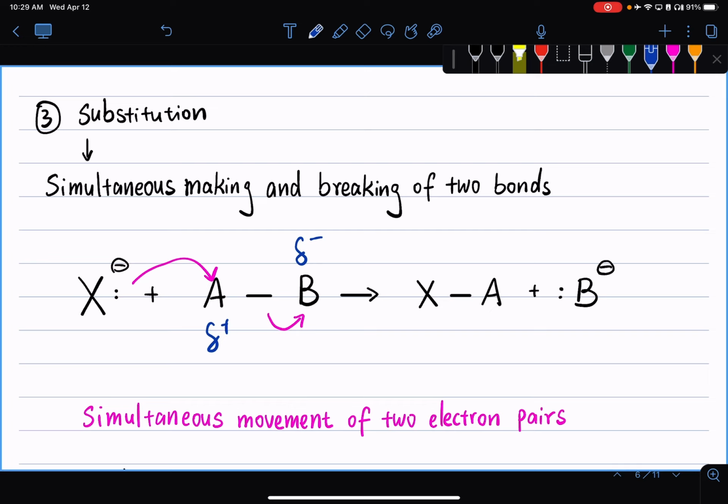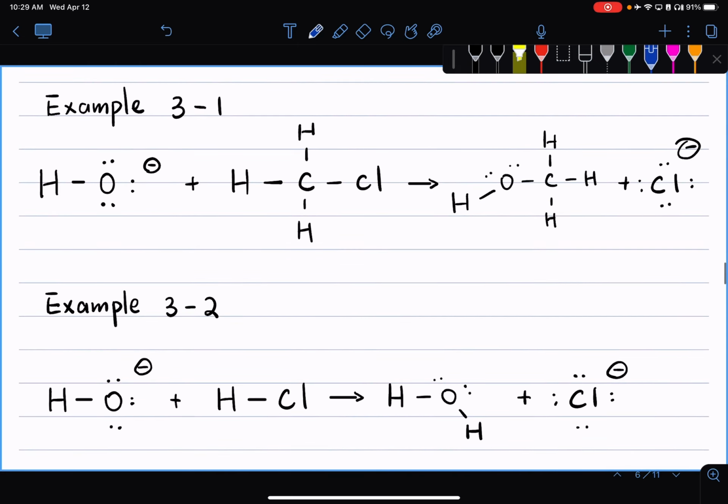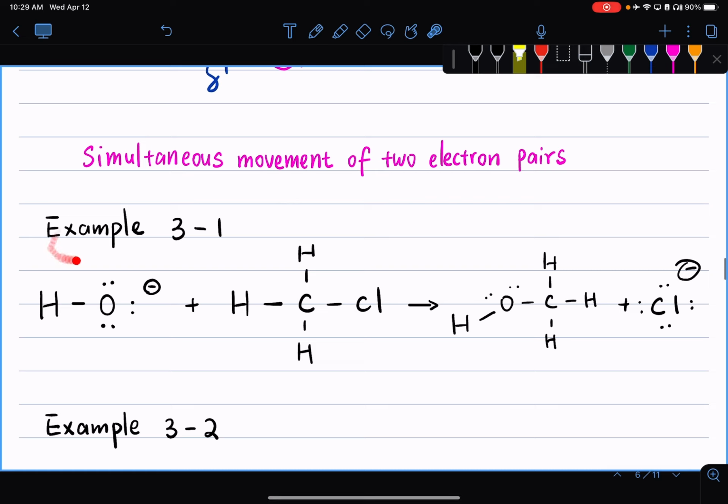And let's look at some more real-life examples together. Let's do 3-1 first. We start from an OH minus. That's where your electron is at the moment. And we look at our reactant here. This is my methyl chloride. As it's a methyl chloride, our carbon is more electron positive, where my chlorine is more electron negative.